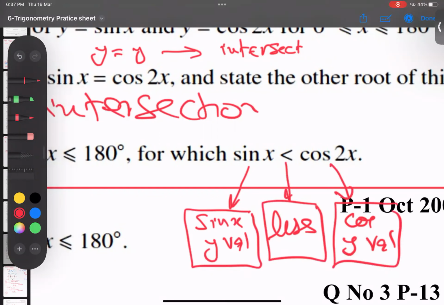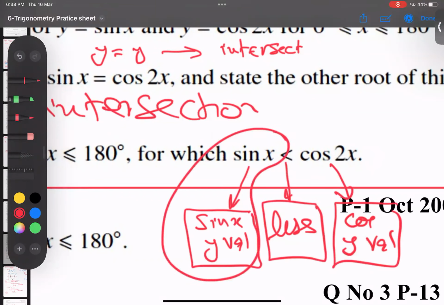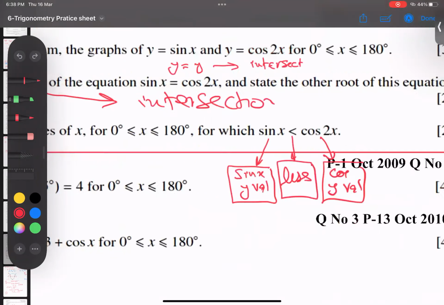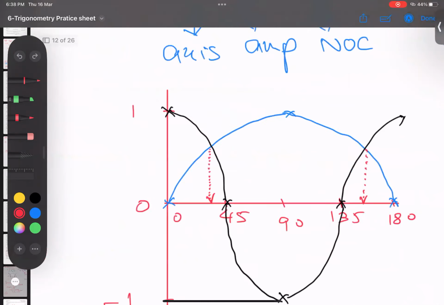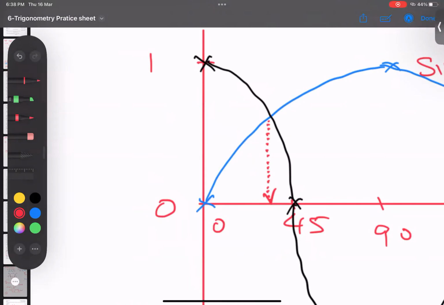I repeat again, what is the technical meaning of this? Sine y value is less than cos y value. So let's see. Where is the sine curve? The blue curve, this is the sine curve. I'm writing here, sine x. And black is cos. My question to you: at this particular angle, the blue curve has a smaller value and the black curve has a bigger value.